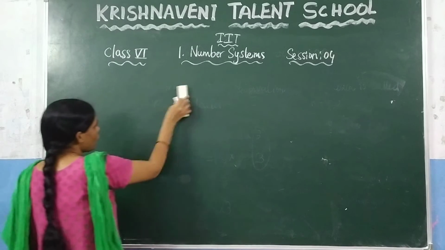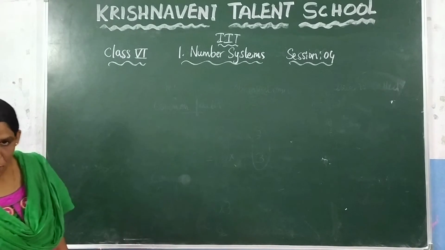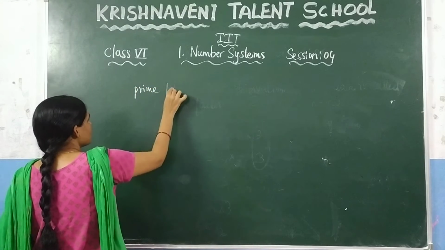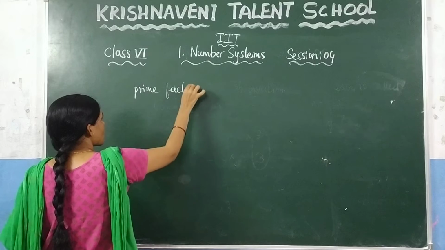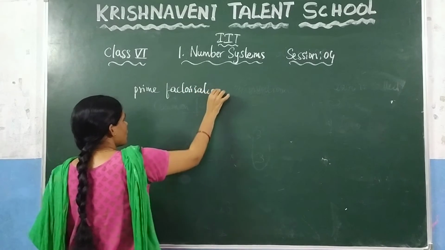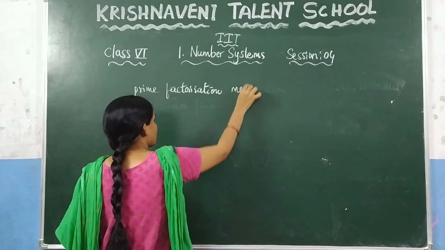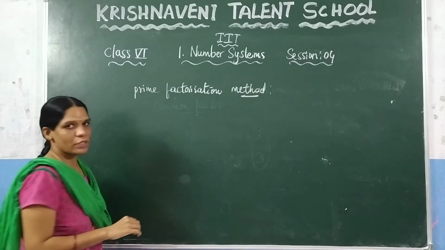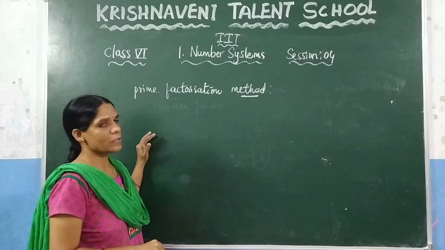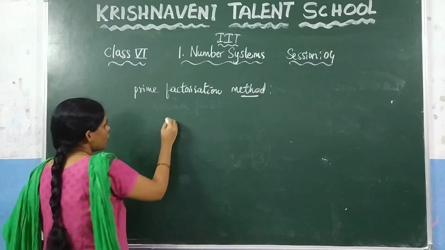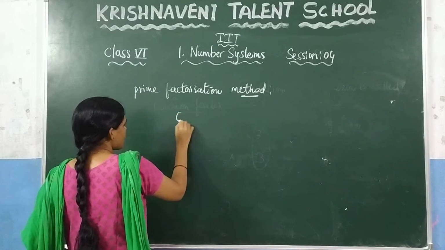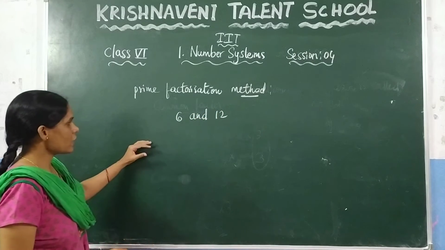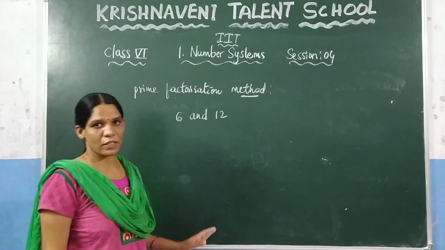Now let us see what those two methods are to find the HCF of the given numbers. The first one is the prime factorization method. The next one is the continued division method. What is meant by the prime factorization method? If you want to find the HCF of 6 and 12, consider the same example. How do you find the HCF of 6 and 12 by using the prime factorization method?